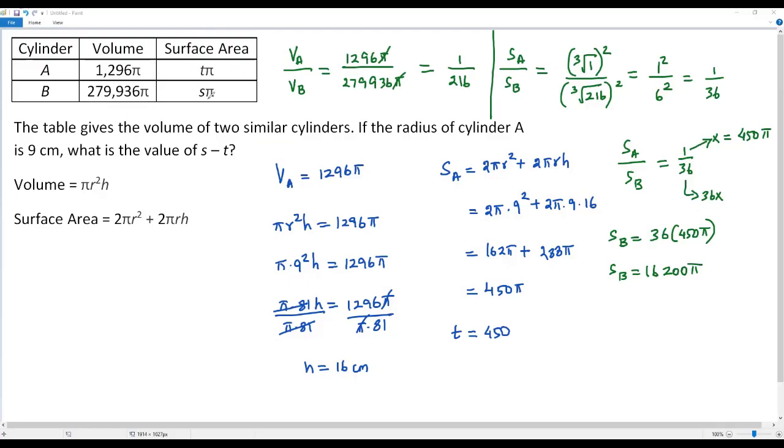But already we have the surface area on the table, that is S pi. Now let's compare S pi and 16,200 pi. At the place of S, what do we have? We have 16,200. That is S equals 16,200. Our aim is to get the value of S minus T, that is S minus T equals, for S we have 16,200 and for T we have 450. When I subtract 450 from 16,200, I am getting 15,750. Therefore, the value of S minus T is 15,750.